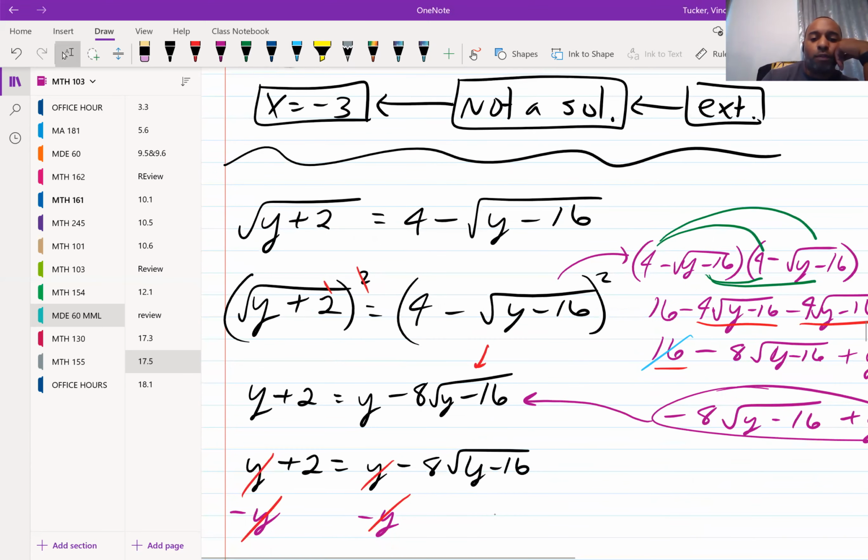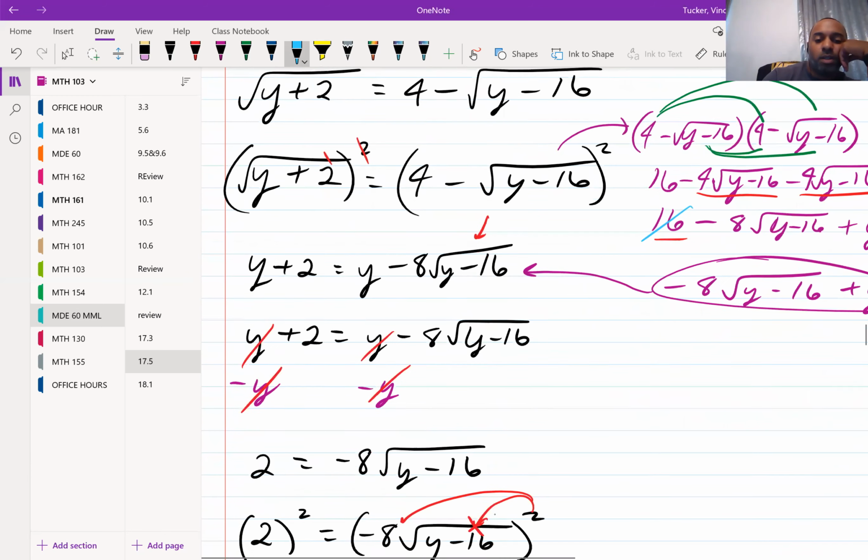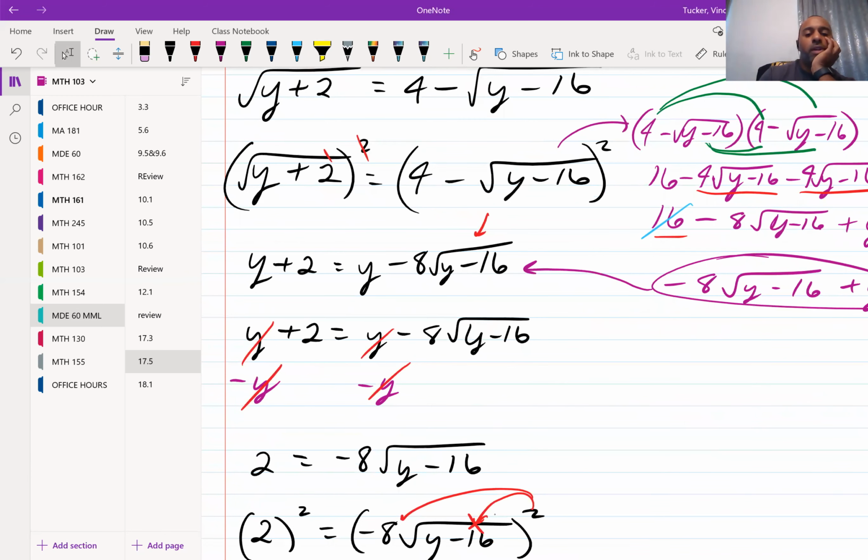So you subtract y from both sides. And notice that the y's end up canceling on both sides. That leaves me with 2 equal to negative 8 square root of y minus 16.